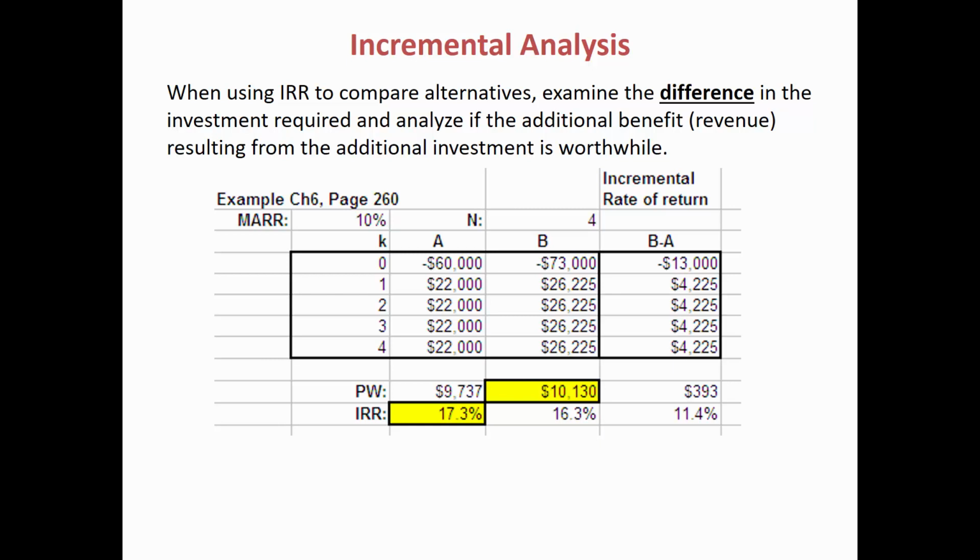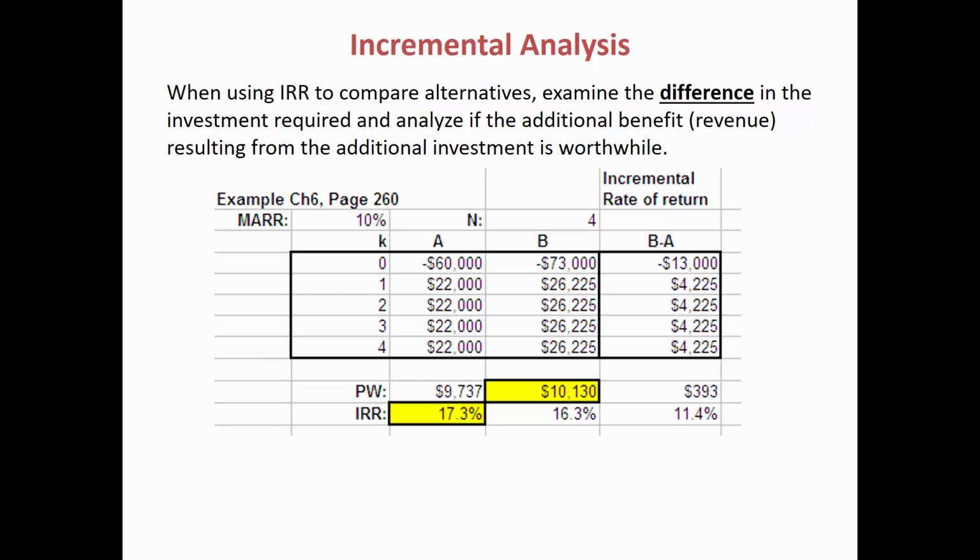So the incremental cost is $13,000. The incremental increase in revenue, $4,225. So you can figure out which option is better by the present worth method. The present worth method will always tell you which one is better, but it won't always tell you what is the rate of return on the difference between two alternatives. And in this case, that's what we want to know. We want to know for that extra $13,000, what is the rate of return on the increment? The increment is the difference between the two.